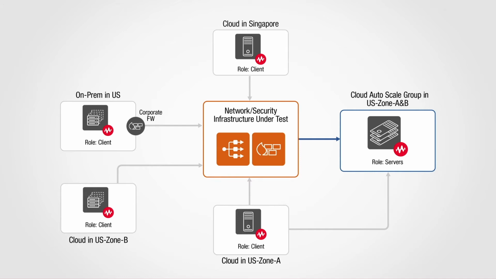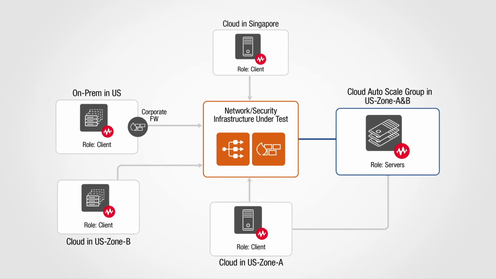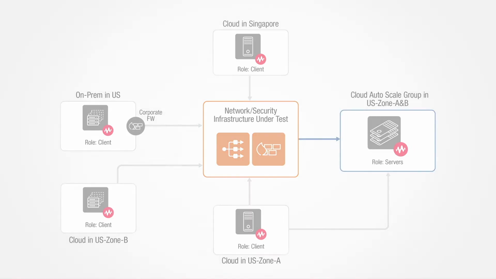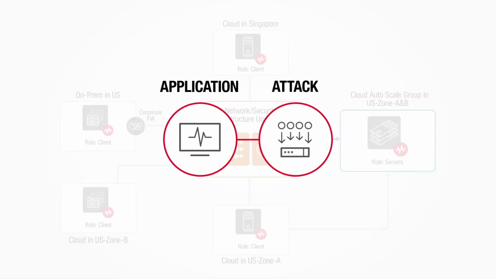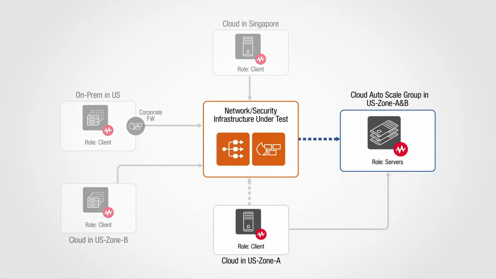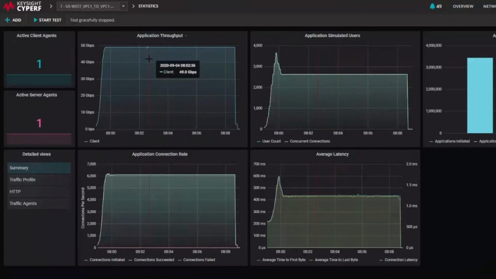We've deployed CyPerf agents in physical locations and in clouds that are distributed across the globe from the USA to Singapore. Let's see what we can find out when we run application and attack workloads from some of these agents. As a baseline, we'll first run tests between agents in the same cloud. In this test, we are attempting 50 gigabits per second of application traffic and the workloads are fully configurable.